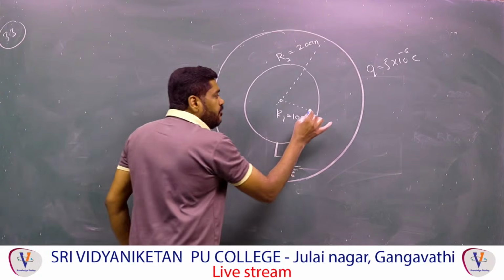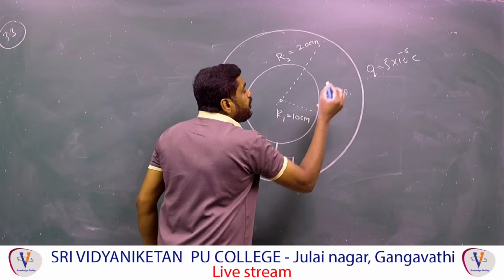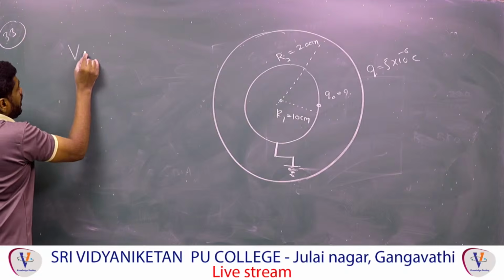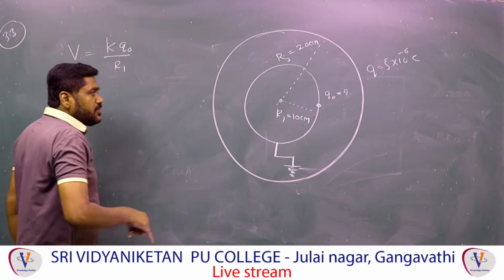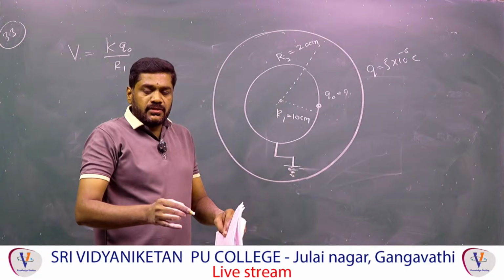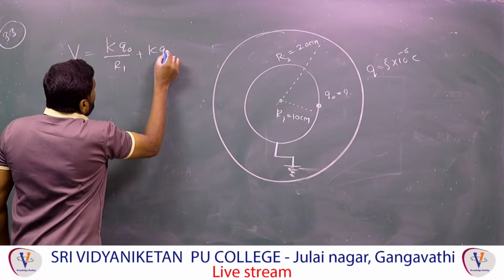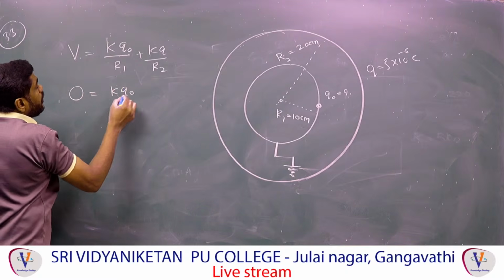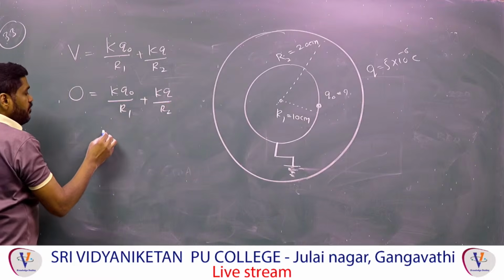I will take Q naught as the charge on the inner sphere, which we have to find out. Therefore, the total potential on this one is equal to K Q naught by its radius R1. But the outer sphere also produces a potential at this point, for which this point acts as an inner point. Plus K into Q by R2. But this is equal to 0, so 0 equals K Q naught by R1 plus K Q by R2. If you simplify, you can get the answer.